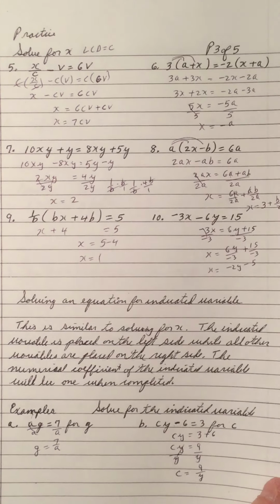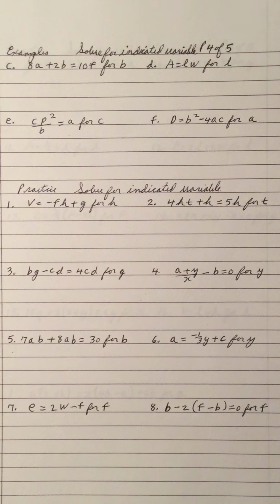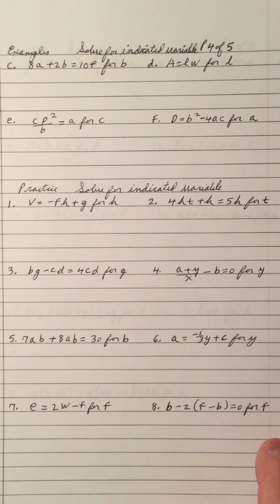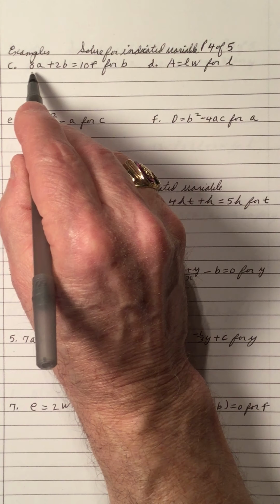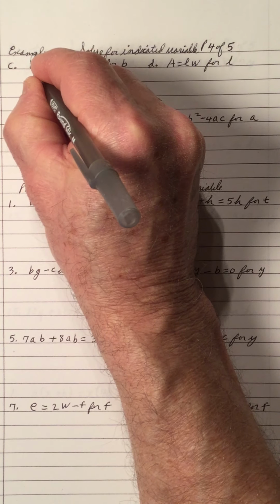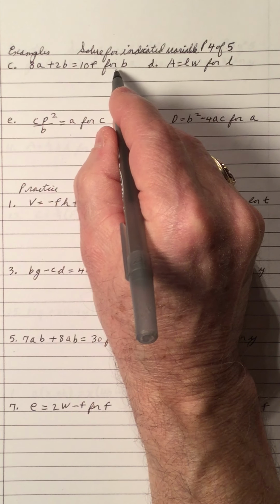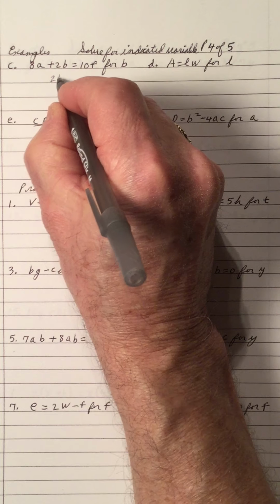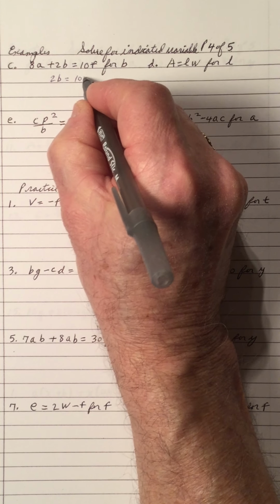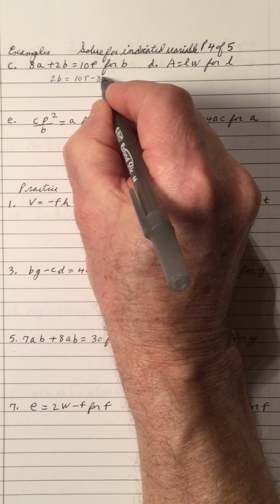Let's continue. More examples. The more we do, the better we get. Try to understand what's happening. Okay. Solve for the indicated variable. So I got this equation. That's an 8 there. We're solving for b. So the b has to stay on the left side. So 2b equals 10f minus 8a.